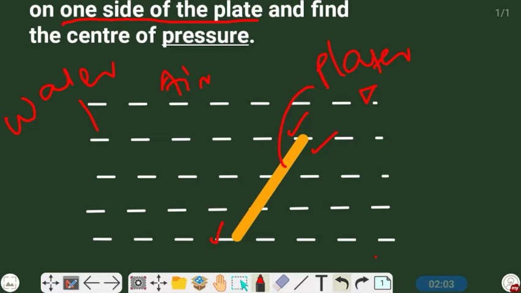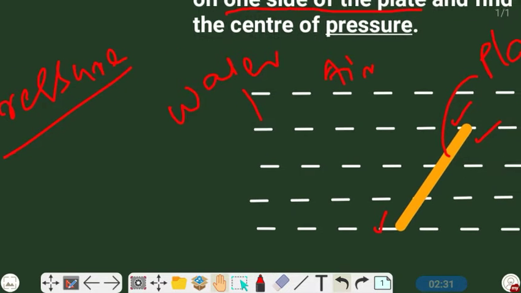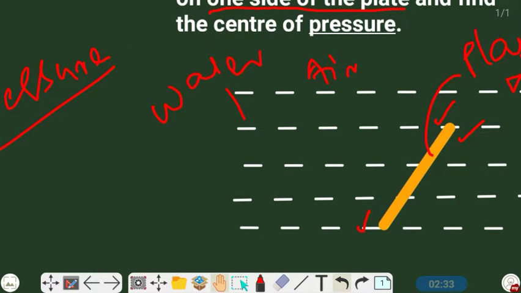Let's suppose this is the upper side. What is hydrostatic force and who creates it? The hydrostatic force is created by the pressure. Pressure force is the hydrostatic force. When a body is inside the liquid, the liquid will exert some pressure on it. The pressure will cause some force, and that force is called hydrostatic force. One more question: is the pressure uniform on this plate or not?